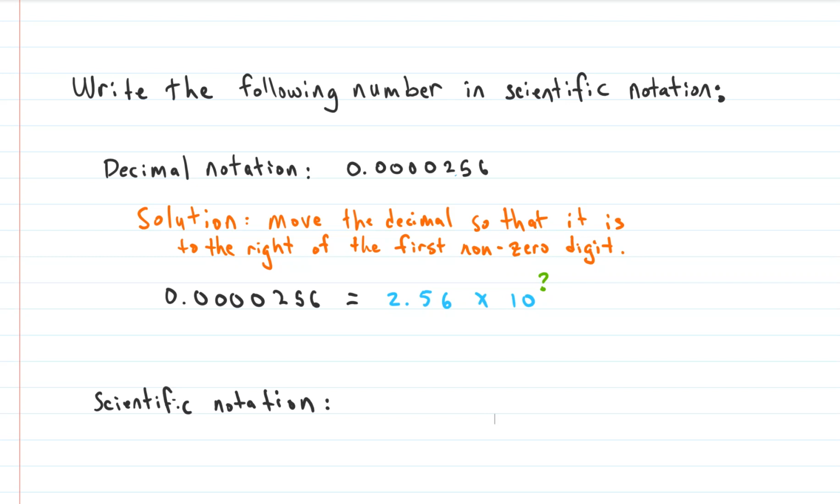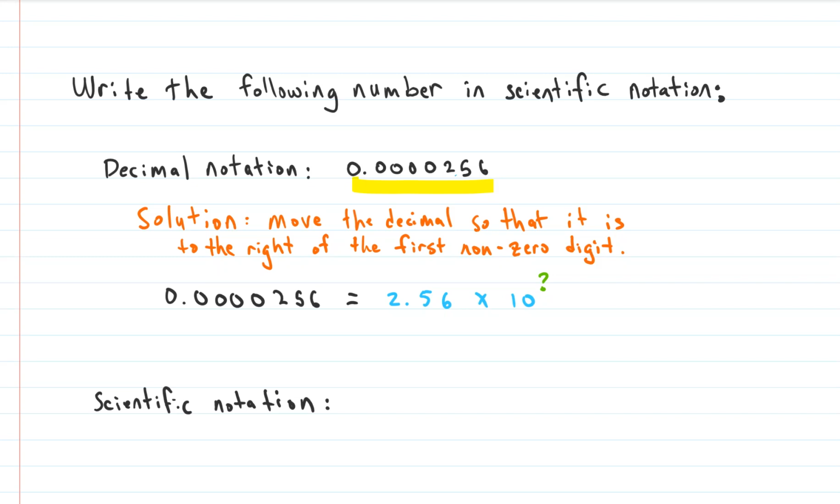Today we're talking about scientific notation, and specifically we're going to work through an example where we change from decimal notation into scientific notation. The example we have is a fairly small number. It's 0.0000256, and our job is to change this from decimal notation, which it currently is in, to scientific notation.